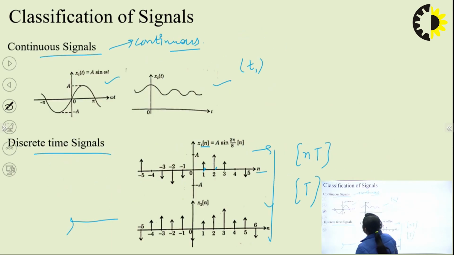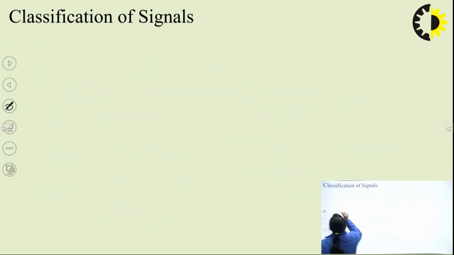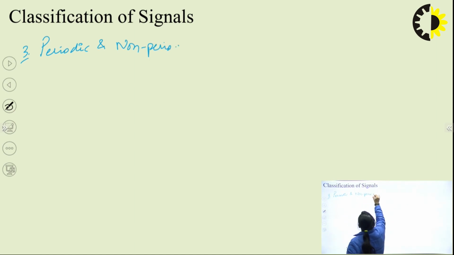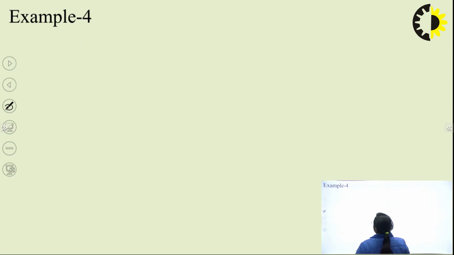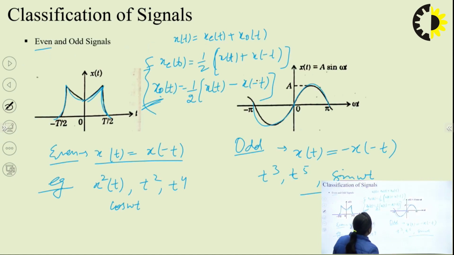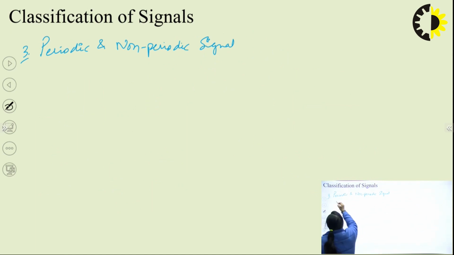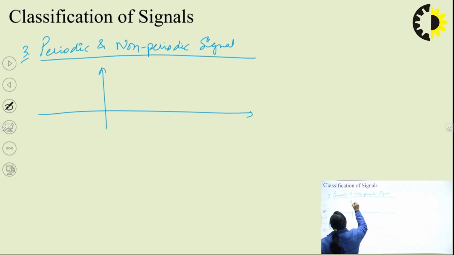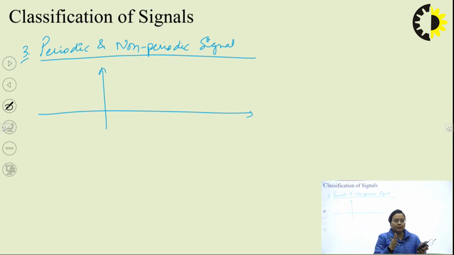Now the next signal type is periodic and non-periodic signals. I have drawn the waveform. Signals which are continuous with respect to time. Periodic signals are those which are repeated after a particular interval, right?